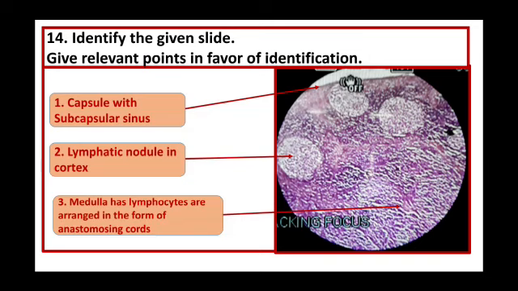You can see the capsule with the subcapsular sinus. A number of lymphatic nodules are seen in the cortical region. In the medulla, the lymphocytes are arranged in the form of anastomotic cords.